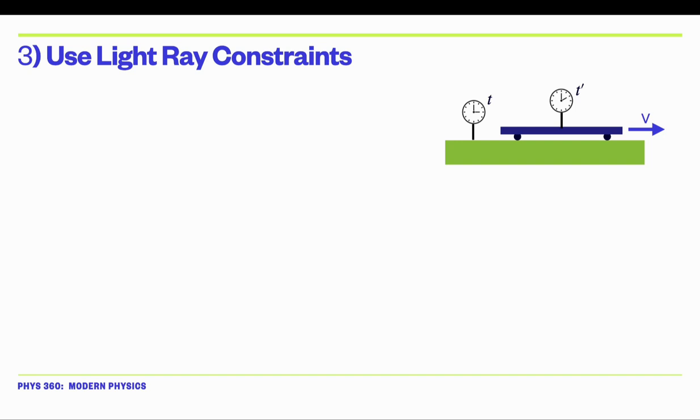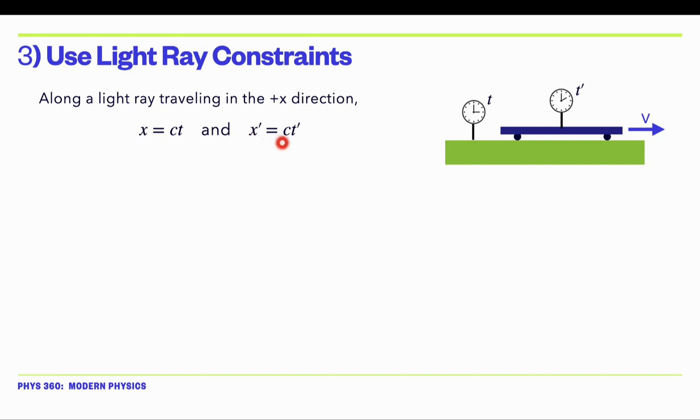Next, let's use a constraint for light rays. So we'll have that x is equal to ct, where c is the velocity of the light ray, and x prime is also equal to ct prime. So this assumption right here gets at Einstein's second postulate, that every observer sees the same velocity of light. If this was Galilean relativity, you'd have to add in the velocity of light plus the relative velocity of the two coordinate frames. But that's not here. This is saying that the speed of light is constant for everybody.